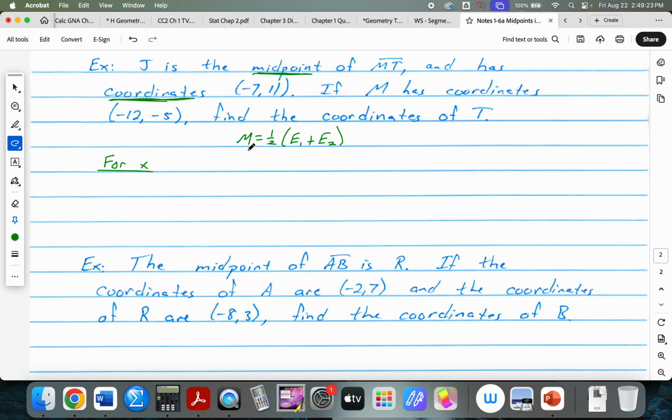Do we know the x coordinate of the midpoint? Well, let's see. J is the midpoint and has coordinates -7, 11. So -7 is the x coordinate of the midpoint. The segment is MT, so the two endpoints are M and T. Well, M is one of the endpoints. Its x coordinate is -12, so this will be half of -12 plus, since it's x, I'm just going to call it x right here because this is the x coordinate.